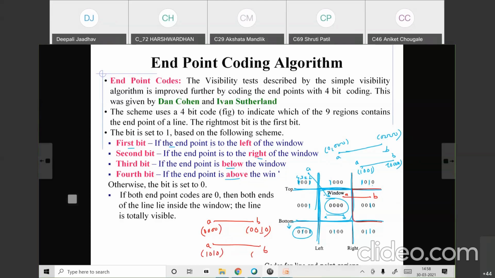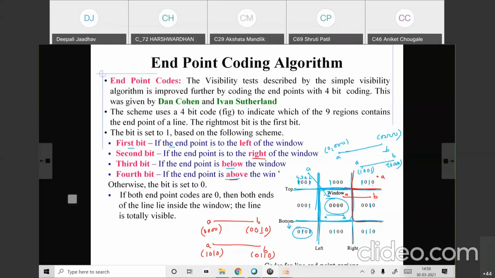And B is, what does it indicate? Here at point A, the second and the fourth bit is 1. Second and fourth means right and above. So right and above, where is it? Right and above. So here point A is there.